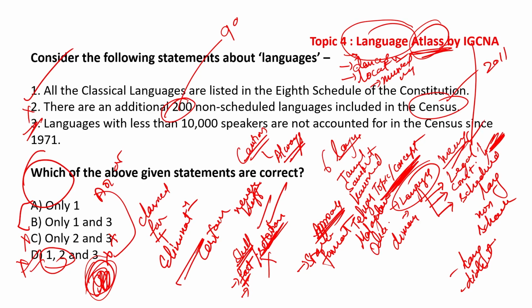Indeed, if we look at this aspect, this is correct. A native language of 1.2 million people remains unaccounted for due to the decision to not include the languages with less than 10,000 speakers in the census since 1971. So you have 1 and 3 as correct. Therefore, the answer is option B.